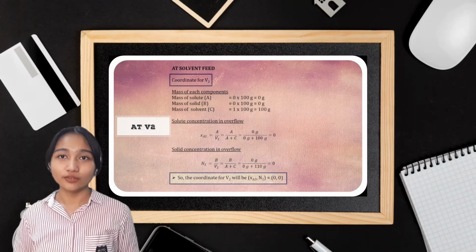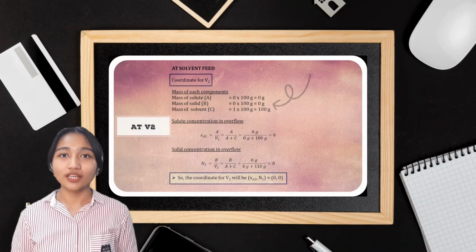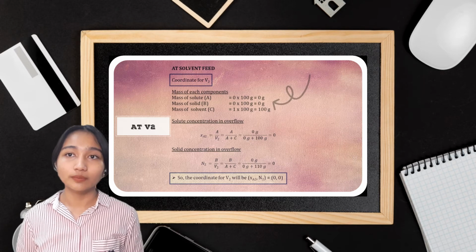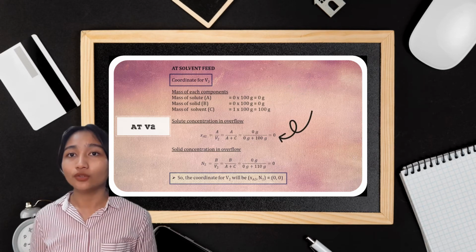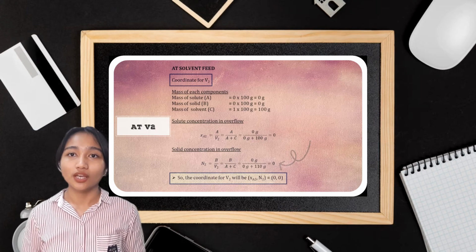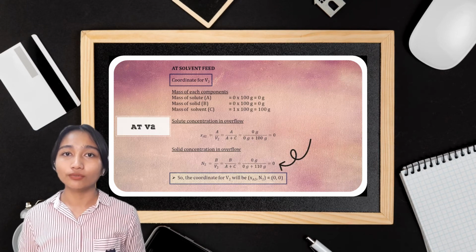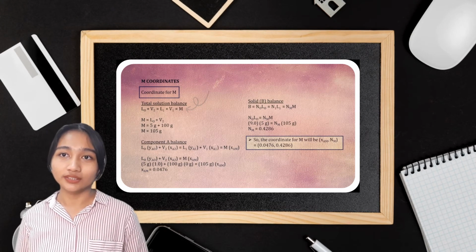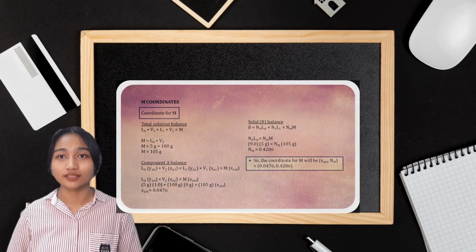At solvent feed, which is at V2, we also calculate the mass of each component A, B, C, and then we use these values to calculate solid concentration in overflow XA2 and also solid concentration in overflow N2. For M coordinates, we need to find the value for M by using the total solution balance, and we need to find XAM by using component A balance, and we need to identify the NM by using the solid balance.